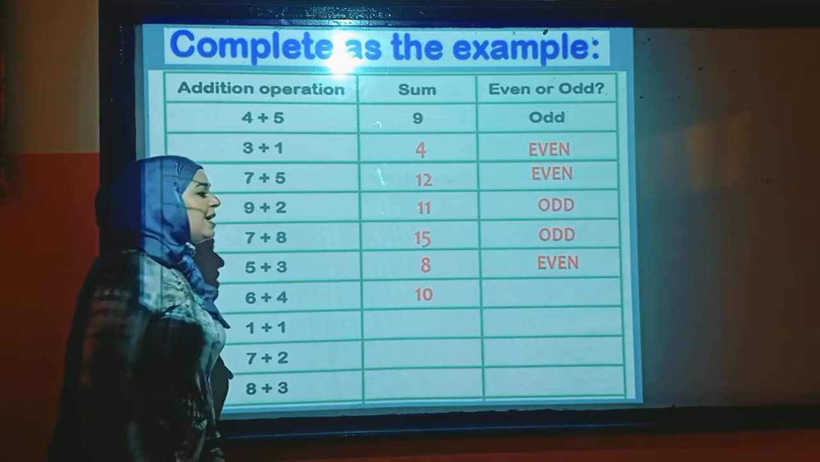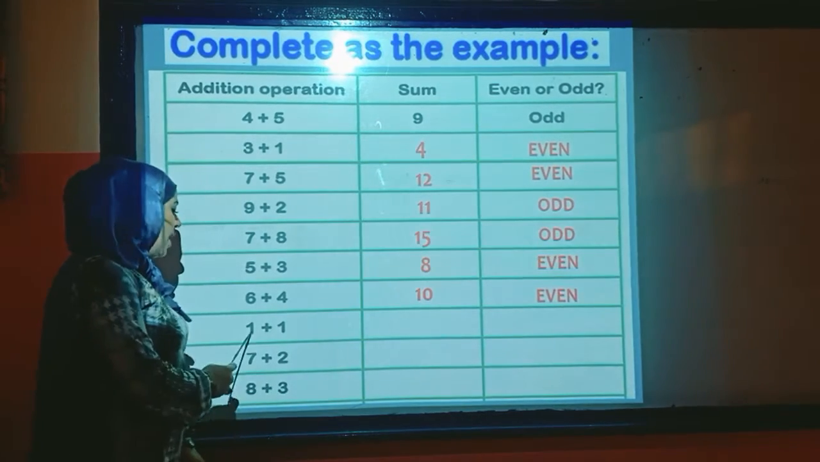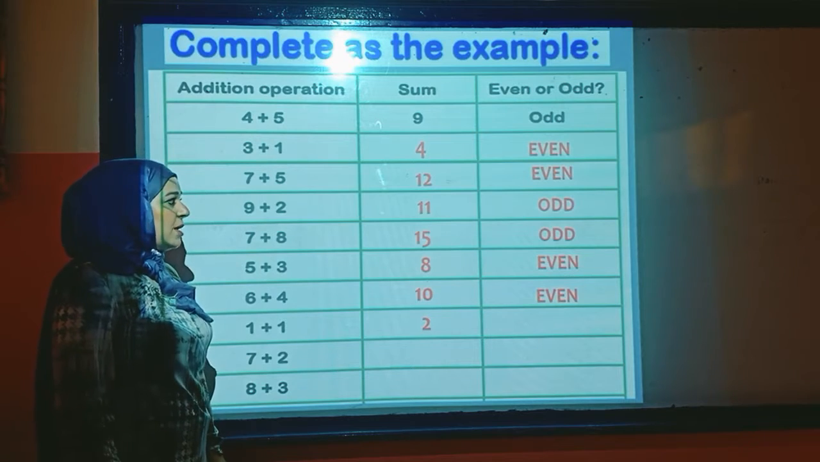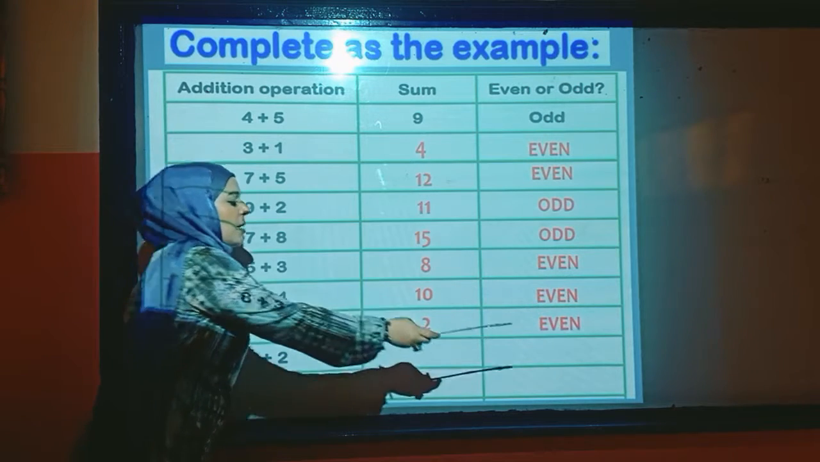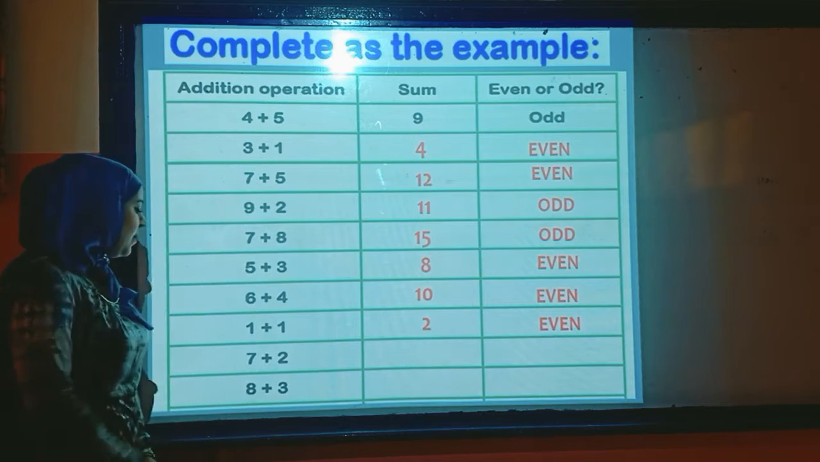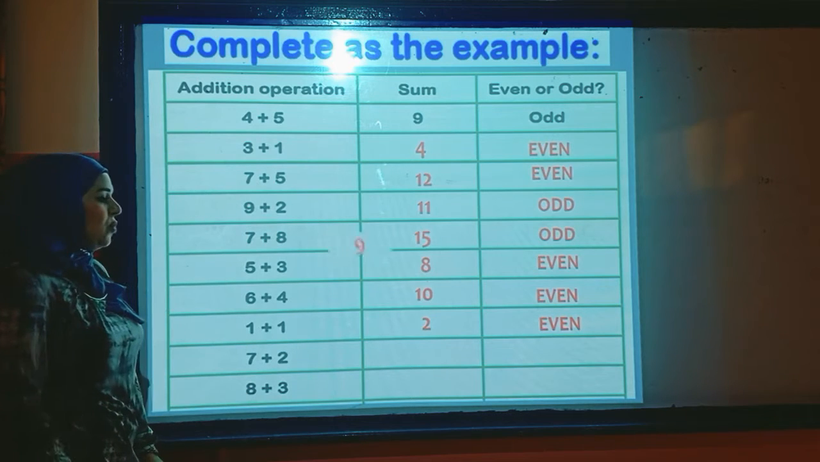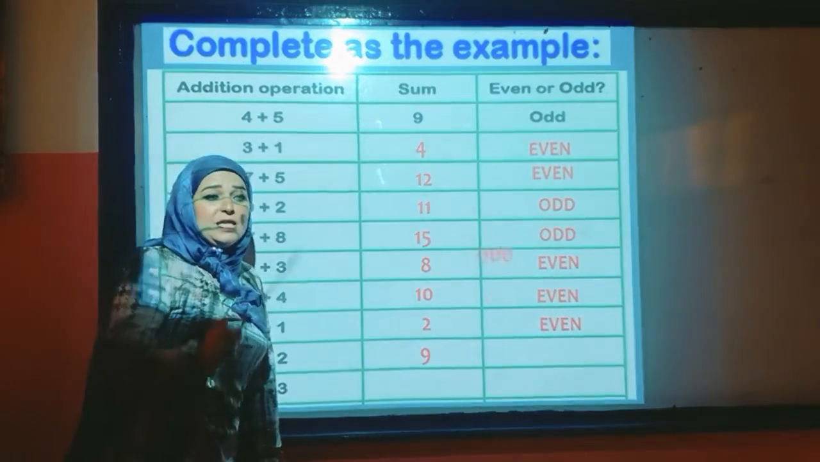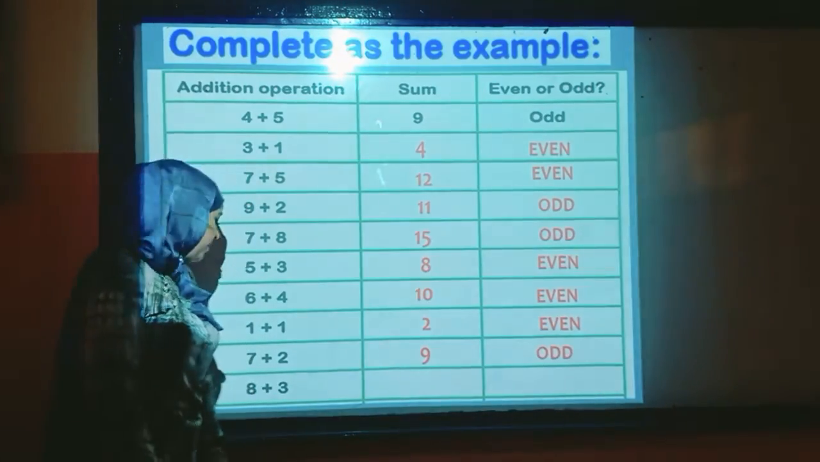Number 0 is an even number. 1 plus 1 equals number 2. What about number 2? Number 2 is an even number. 7 plus number 2 equals number 9. And number 9, yeah, exactly, is an odd number.